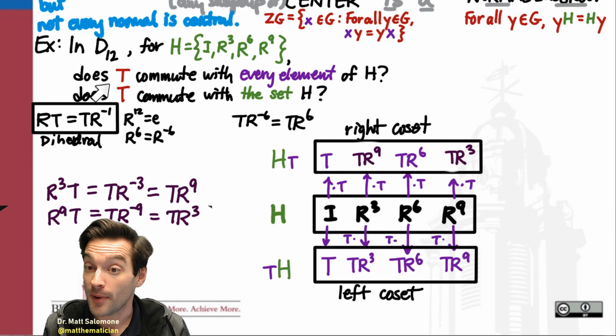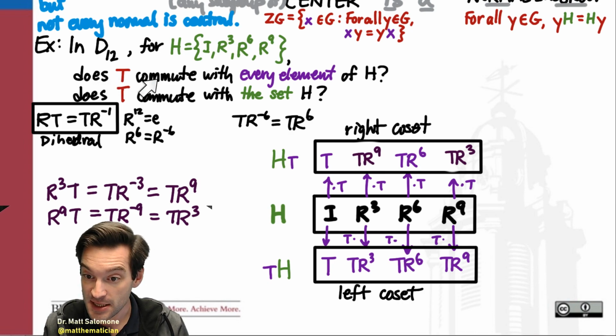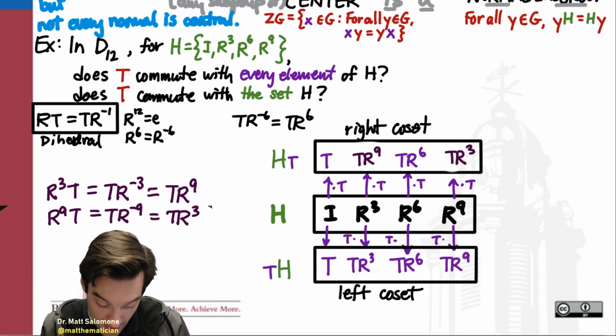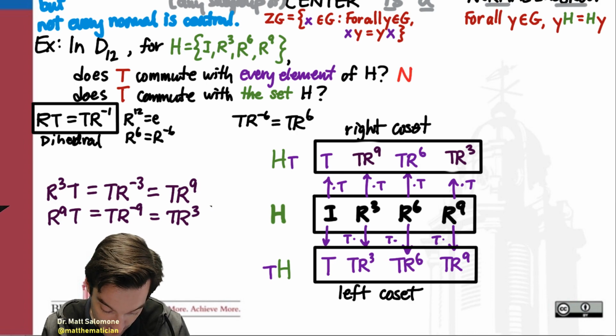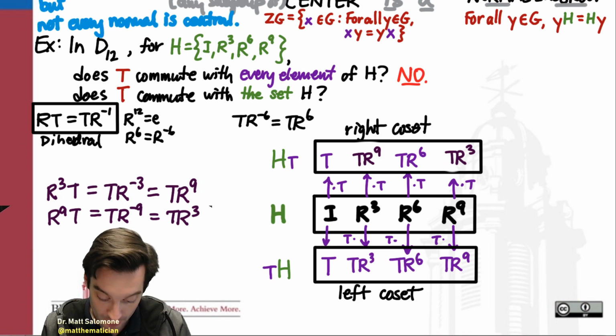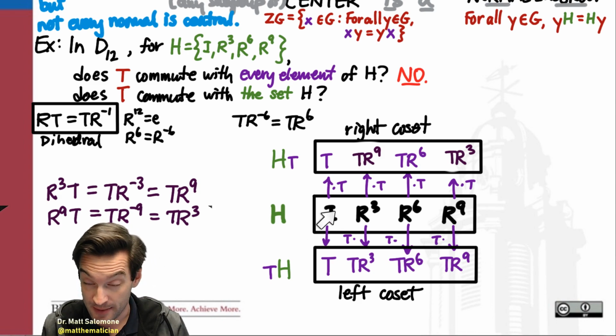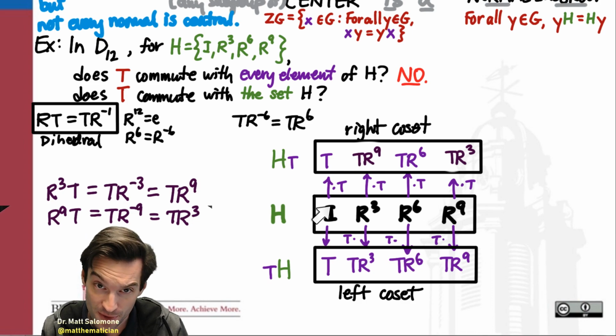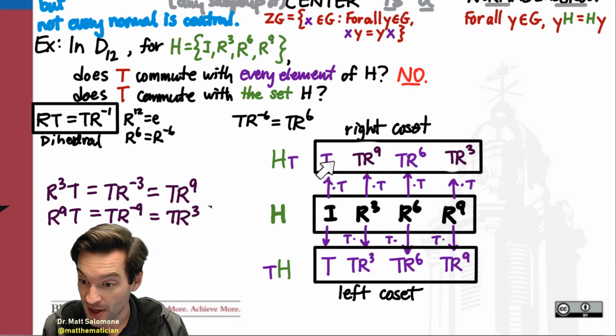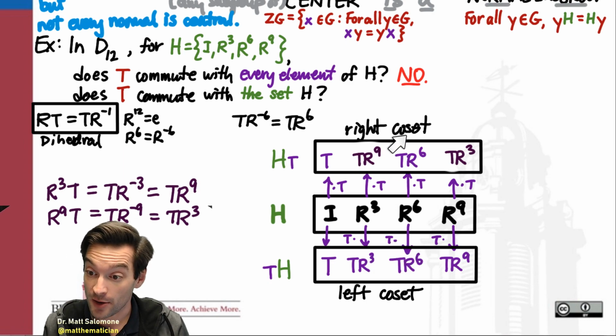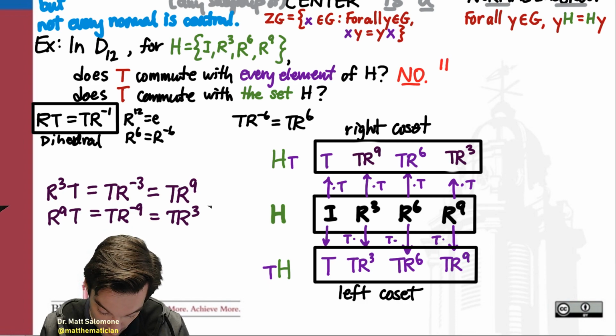So let's revisit our question. First of all, does t commute with every element of H? And the answer is no. T does not commute with every element of H. It in fact commutes with 2 of them, but it doesn't commute with the other 2. So notice T commutes with I, the identity. After all, the identity commutes with everything because it's a 2-sided identity. So I times T gives me the same element as T times I. T also commutes with r to the 6th. T times r to the 6th gives me the same element of the dihedral group as r to the 6th times T.